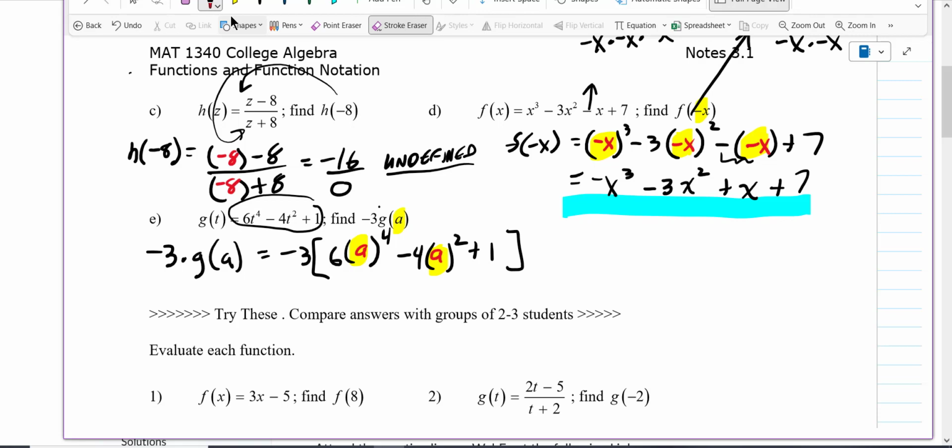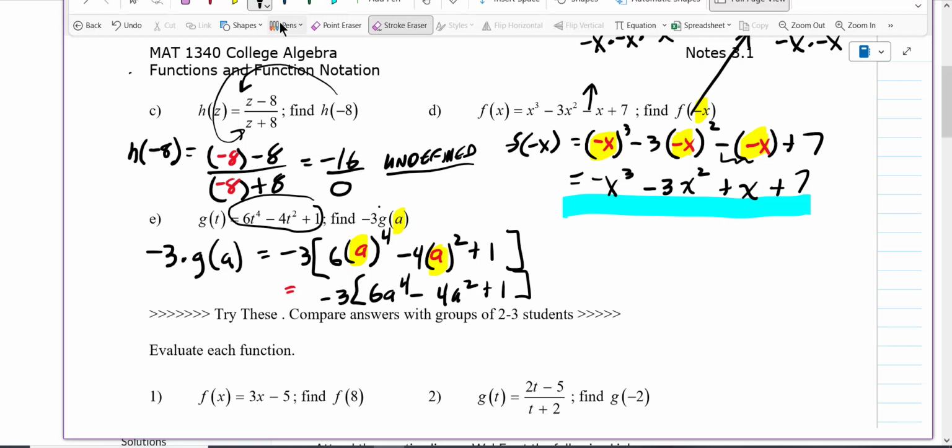Okay, so I drop the -3 down, then I replace all of the t's with a, and now I have to work this out. What you end up getting here is -3 times 6a to the fourth minus 4a to the second plus 1. It's actually okay to leave the answer that way. There's nothing wrong with leaving the answer that way.